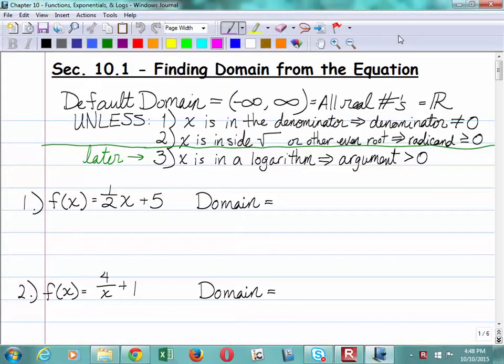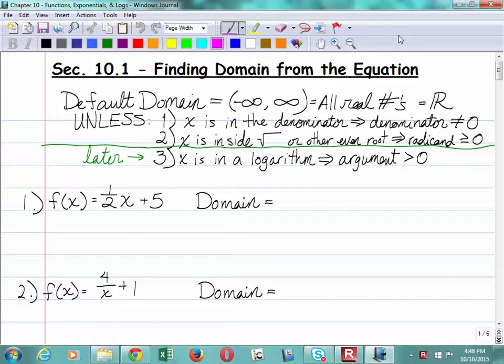Alright, so this is the video for Chapter 10. This will be the last video for 1324 this semester. So 10.1 is about finding the domain given the equation of the function.